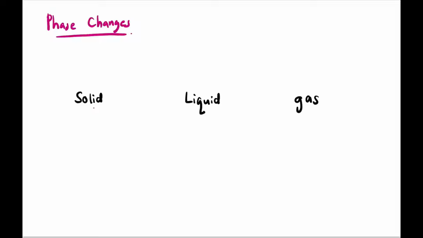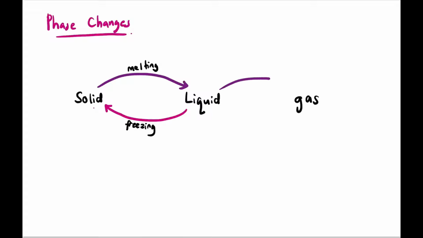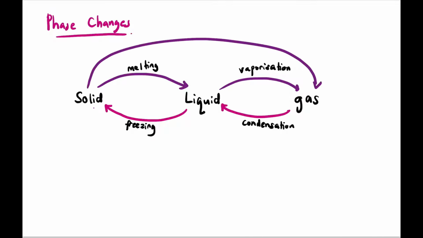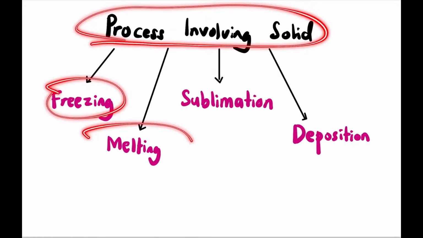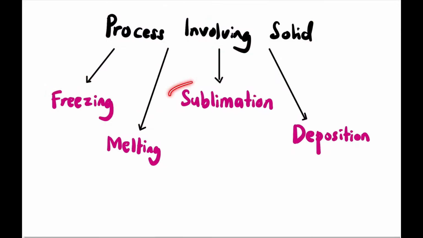Now, let's have a look at the phase changes that involve 3 states of matter. Solid to liquid is the process of melting. If liquid to solid, that is freezing. Liquid to gas is called vaporization. Gas to liquid, we call it condensation. If it goes direct from solid to gas, that is called sublimation. And if it's gas to solid directly without liquid, it is deposition. So based on that, there are 4 processes that involve solid: freezing, melting, sublimation, and deposition.